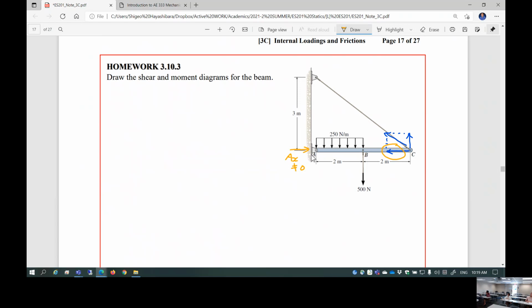So when you draw a free body diagram of the entire thing, don't casually set AX equal to 0, because I've been doing that. But no, in this case, AX is equal and opposite to this component, which is the tension developed in the cable. Okay? You consider the top too? This one? Yeah.